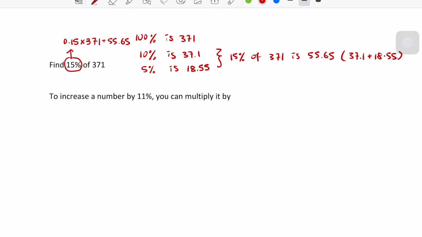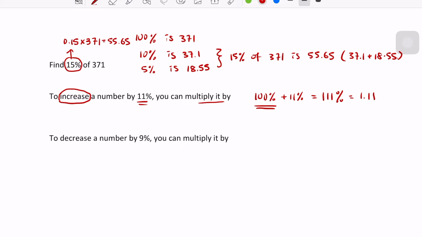So, for example, if we want to increase a number by 11%, that means we need to add 11% on top of 100%. That is 111%, which is 1.11. Similarly, if I want to decrease a number by 9%, then I will need to start with 100%, and take away 9%, which is 92%. That is 0.92. So you always start from 100%.